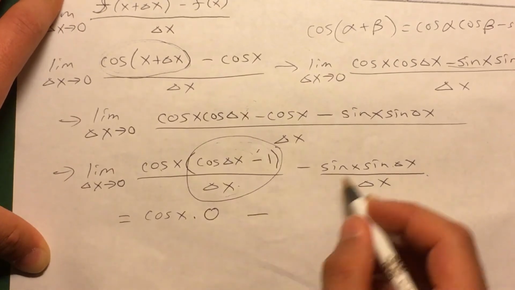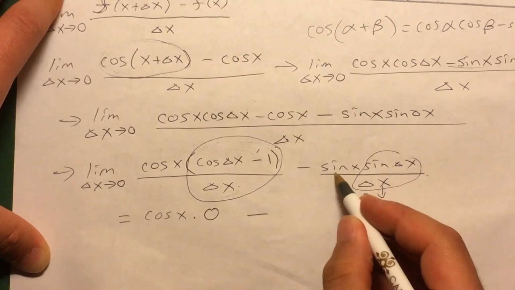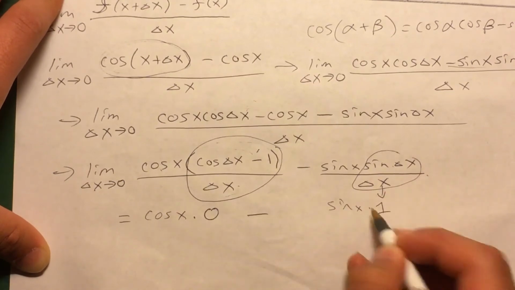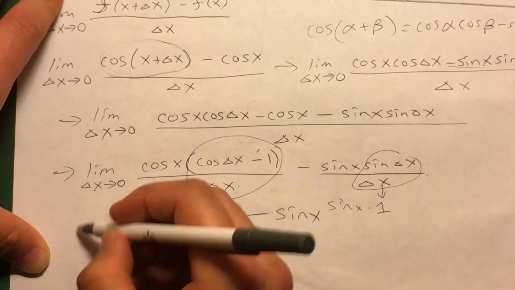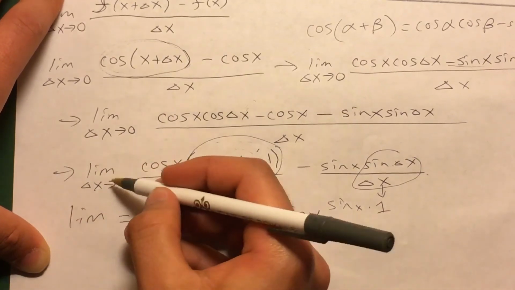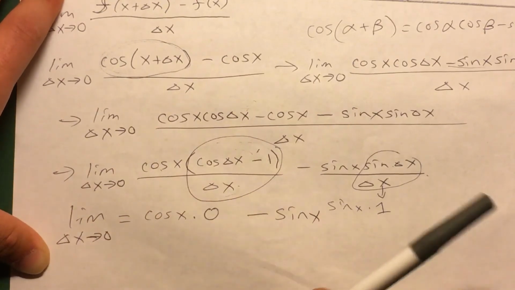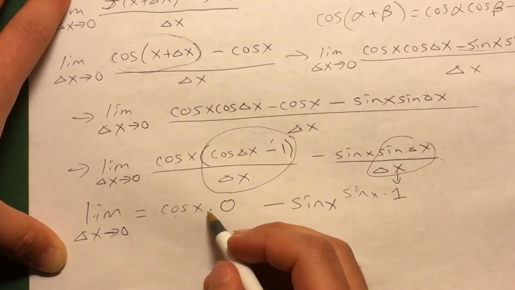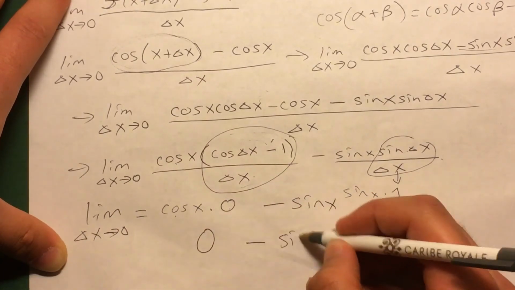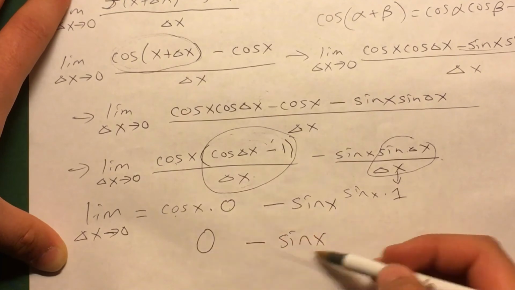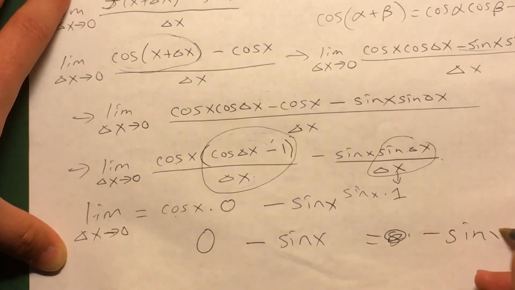And then we have minus, this would be 1, and then bring back the sine of x, so it'd be sine of x times 1. So it is sine of x, basically. And we have to bring back the limit as delta x approaches 0, because we can't just get rid of it. And then now we have cosine of x times 0 is 0, minus sine of x, and 0 minus sine of x is equal to minus sine of x.